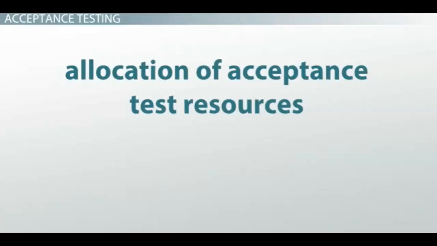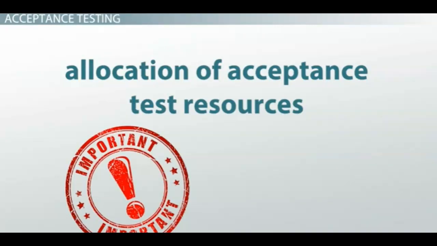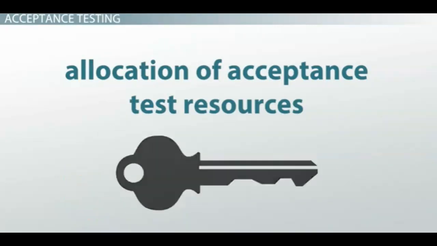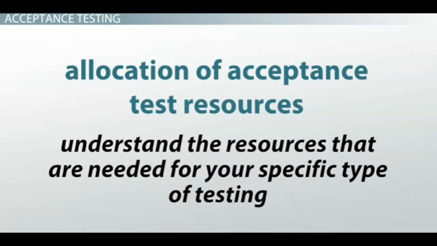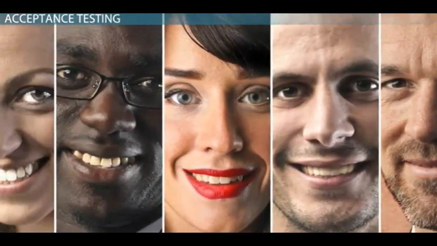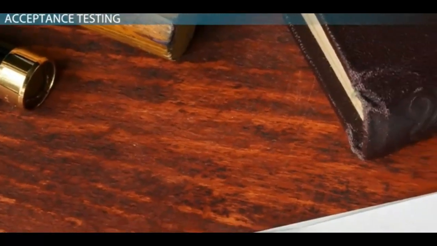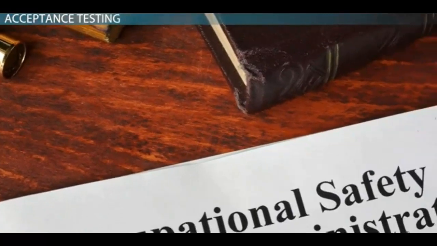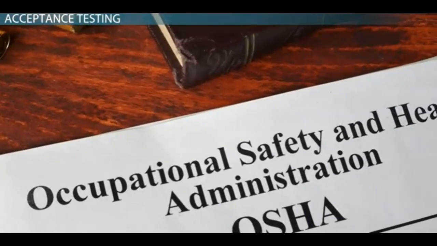The allocation of acceptance test resources is also an important part of acceptance planning. The key to allocating resources is to understand the resources that are needed for your specific type of testing. For example, UAT may require human resources or people, while compliance testing may require resources such as OSHA, or the Occupational Safety and Health Administration.